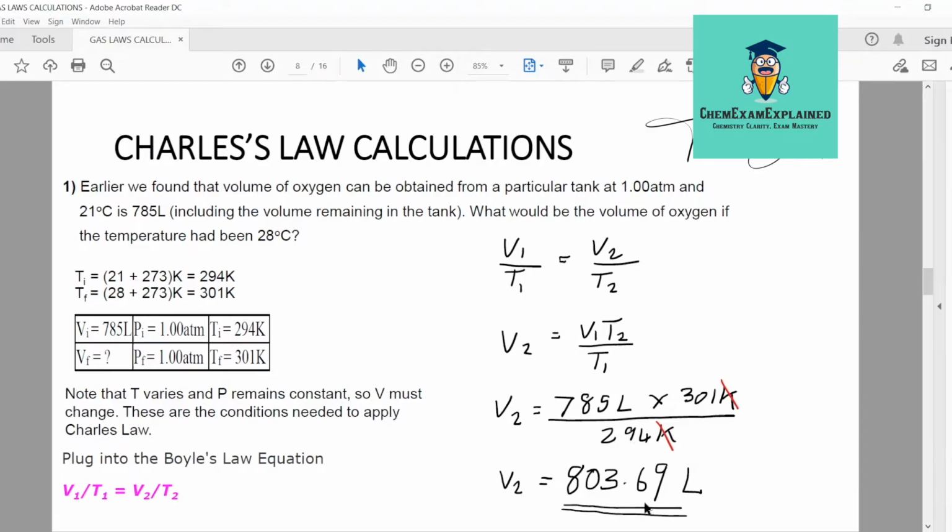And our value would be 803.69 liters. And so this would be the volume of oxygen if the temperature had been 28 degrees Celsius.